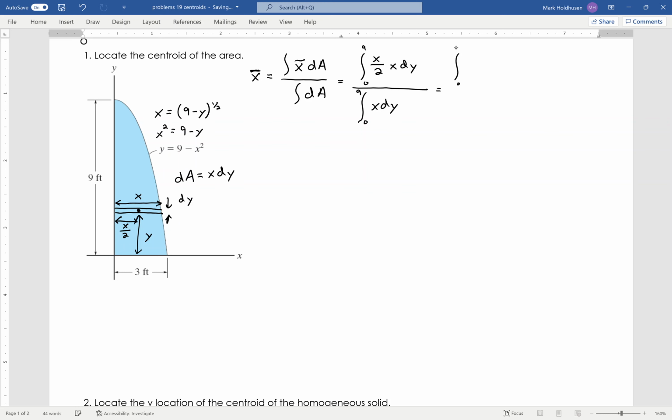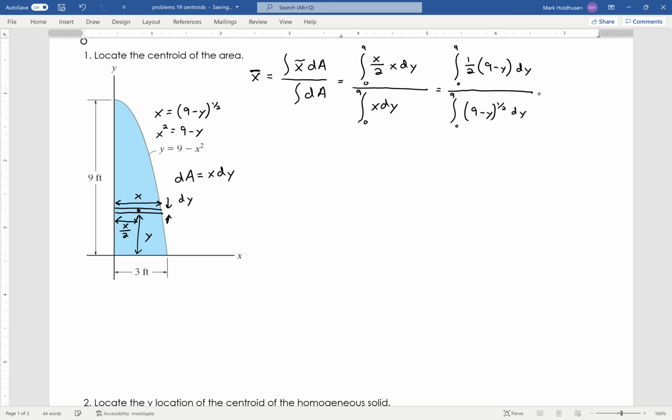So again, I'm going to integrate from 0 to 9, and I'm going to have 1/2 x squared, right? But now I know that x squared is 9 minus y, which I take times dy. Now I have an equation that only has y in it that I'll be able to integrate. Similarly, on the denominator, I go from 0 to 9, and now x we know to be 9 minus y to the 1/2, or the square root of 9 minus y dy. So again, now I've got equations that I'm going to integrate with respect to y in terms of y.